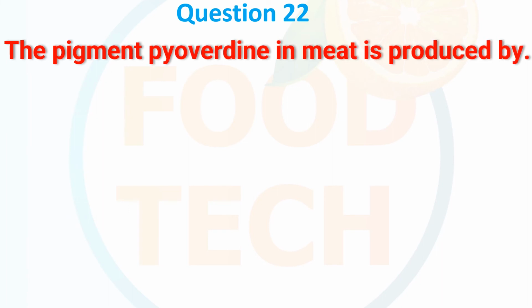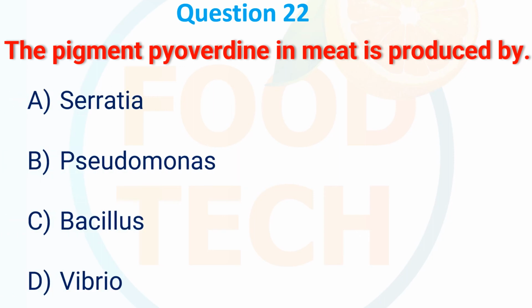The pigment pyoverdine in meat is produced by A. Serratia, B. Pseudomonas, C. Bacillus, D. Vibrio. The answer is B. Pseudomonas.